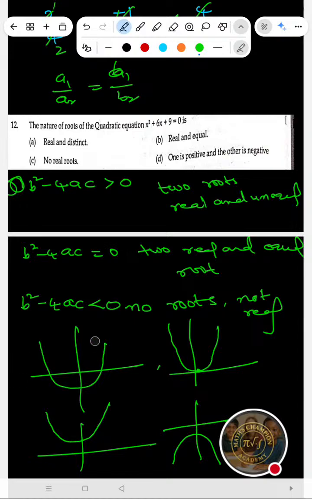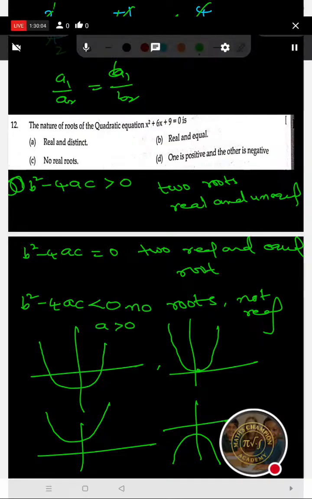This upward or downward parabola depends on the a value. If a is greater than 0, it is positive, the parabola will open upward. They will ask this in bits, it depends on the a value. If a is negative, your parabola will face downward.